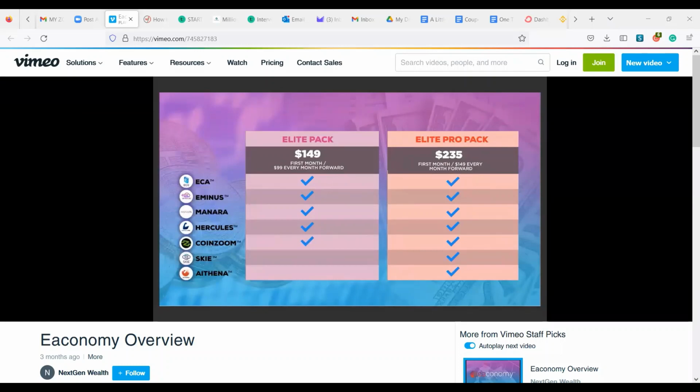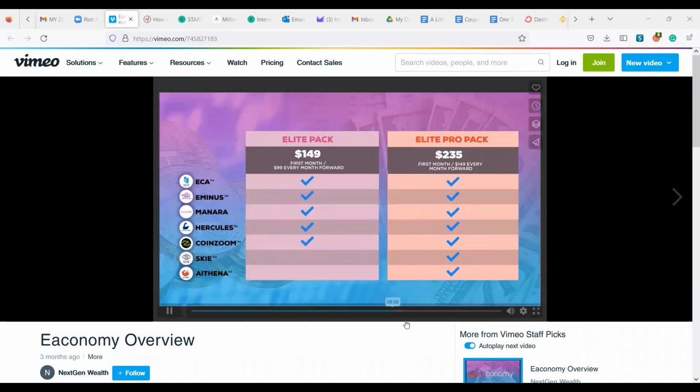This gives you access to the Educational Academy. This gives you access to MNS, which is the automated signals. This gives you access to Monero, which is the software which scans the market. It gives you access to Hercules, which is the dollar cost average strategy for crypto, and you get your own CoinZoom account for your commissions. You then have the Elite Pro Package, which is $235 your first month. The second month is $149 a month.